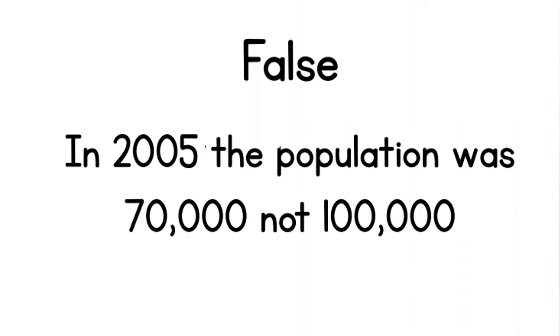It was false. Did you spot the mistake? According to the chart, in 2005, the population was 70,000, but on the graph it was plotted as 100,000. Did you find it? Well done.